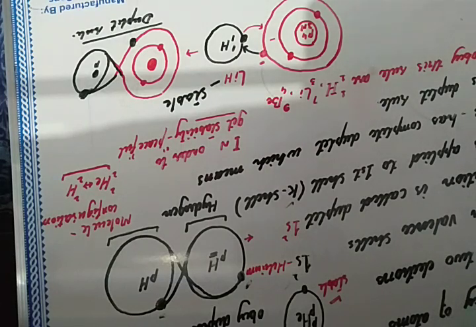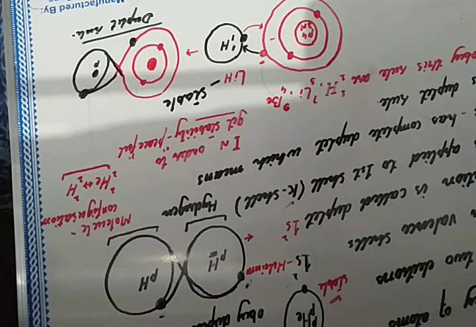We will recap it. The duplet rule is that rule in which atoms of elements have the tendency to complete their valence shell with only two electrons, or K shell with only two electrons. Its examples are hydrogen, lithium, and beryllium. They are near to the noble gas helium, and they acquire the duplet rule to become stable.